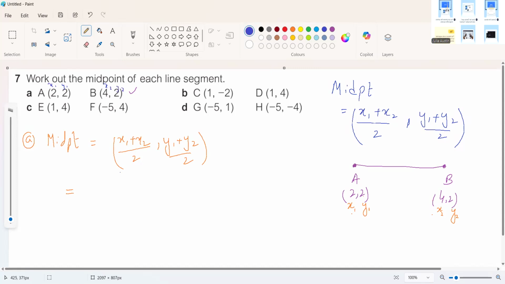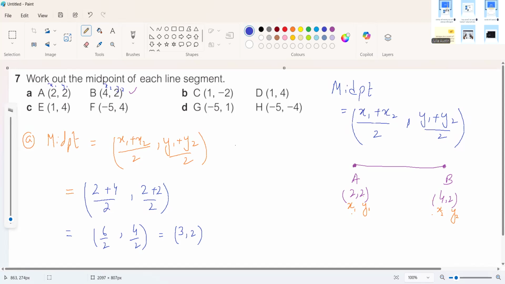What I'm going to do is write 2 plus 4 divided by 2. And the y coordinates are 2 plus 2 divided by 2. Remember, they should be separated by a comma and they should be written in a round bracket. So this becomes 6 by 2 and 4 by 2, which you simplify and it becomes 3 and 2. So the midpoint for the first two coordinate pairs is 3 and 2.